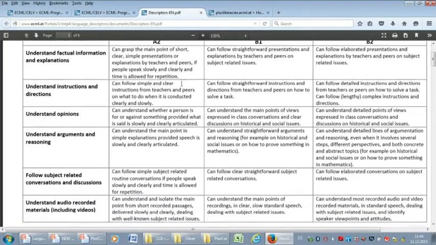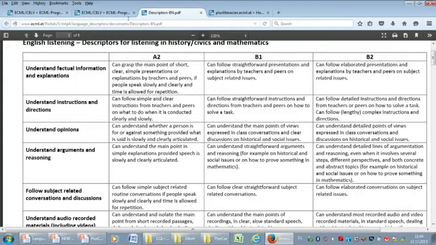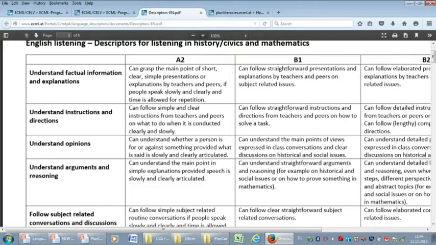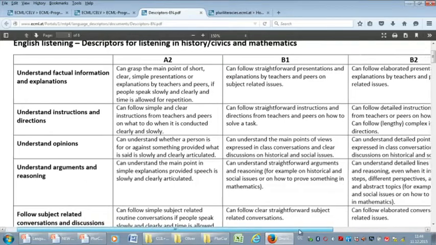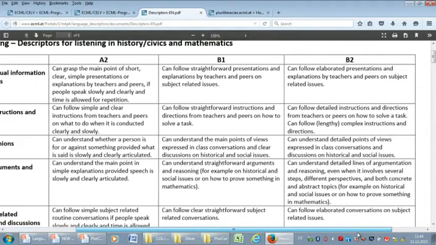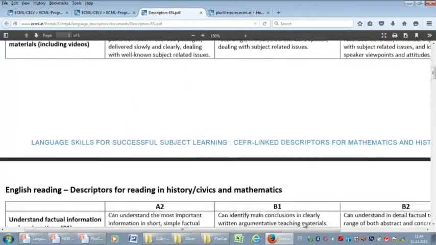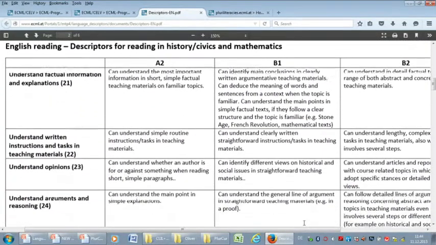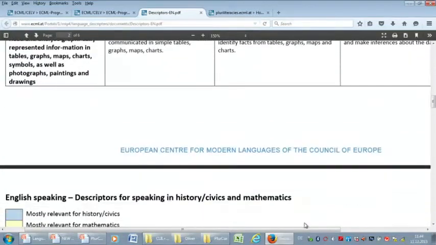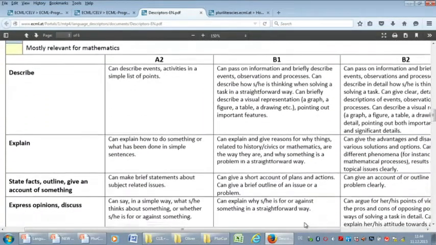Yes. And you see there are descriptors for A2. To the left you see all the language functions, and then we have descriptors for A2, B1 and B2. And if you go further down, you will have the descriptors for reading, speaking and writing. I don't have time to go into it.